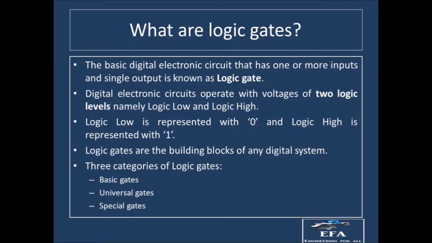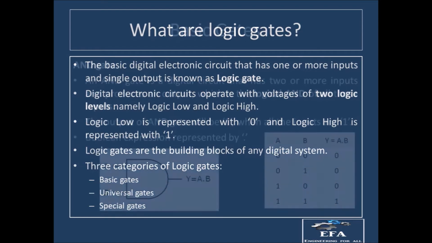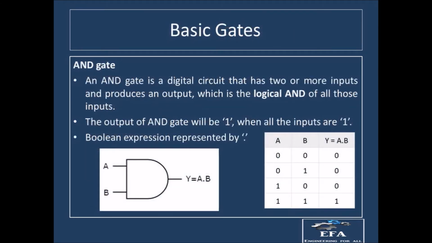Logic gates are categorized into three types. The first is the basic logic gates, the second is universal gates, and the third is the special gates. Let us start with the first one, the basic gates. Basic gates are three in number: first is the AND gate, second is the OR gate, and third is the NOT gate. We will discuss them one by one.